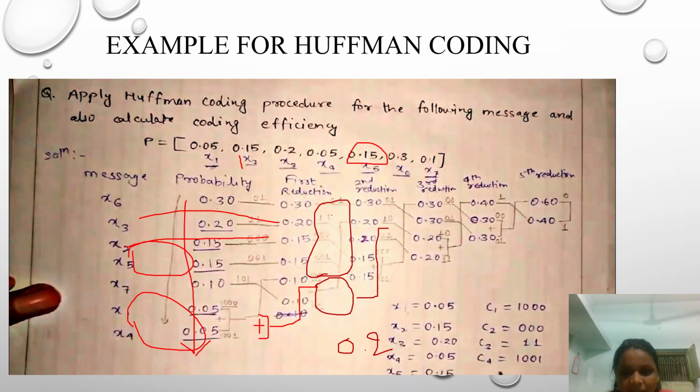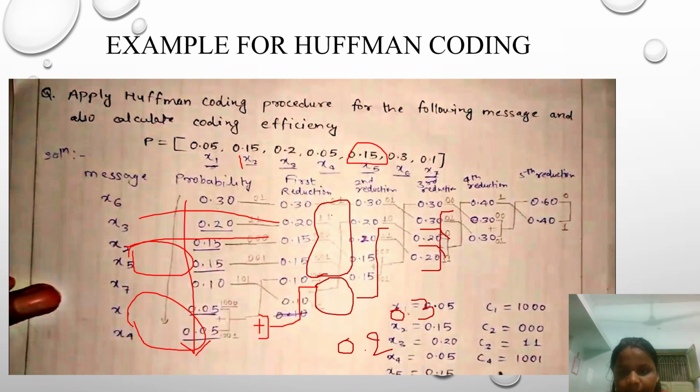After this, we are adding the two 0.15 values: 0.15 plus 0.15 gives rise to 0.3, which is above 0.2. So we are writing this one in the upper position and the same 0.2 below it.